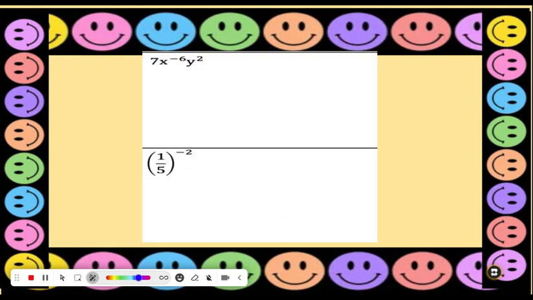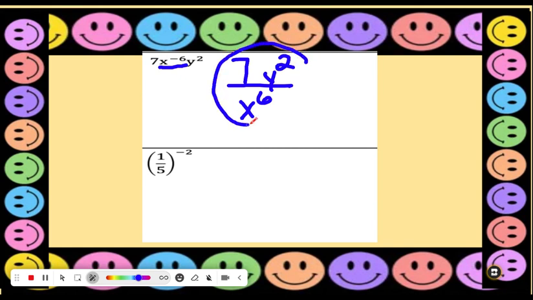Okay, so I see negative exponents, so I know I need a fraction bar. So 7 is going to stay up top. There's nothing to the negative power for the 7. x to the negative 6, so x to the 6 is going to go in the denominator. And then y squared stays in the numerator. So that's your answer, 7y squared over x to the 6th.